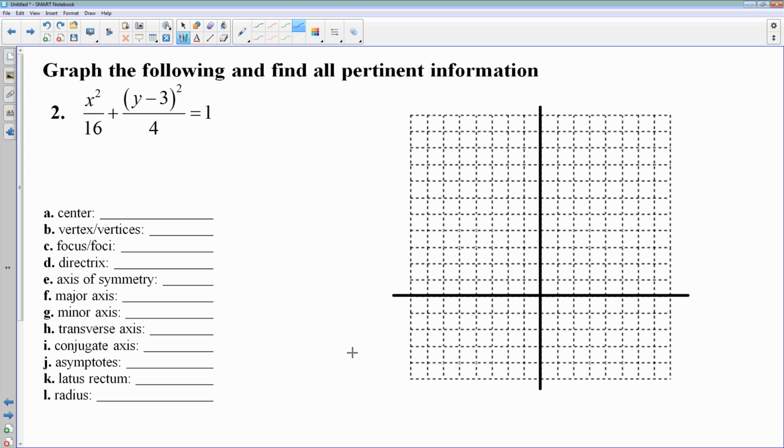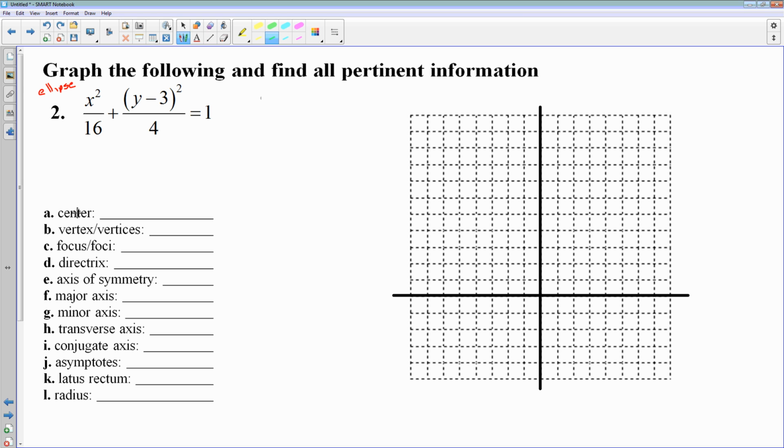Okay. This one, here's the standard form. It is a fraction plus a fraction. Both things are squared. This is going to be an ellipse. And with an ellipse, I'm going to go ahead and mark the things I'll answer. So let me get my highlighter.